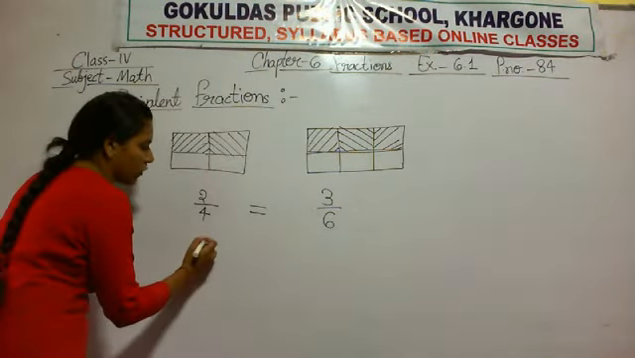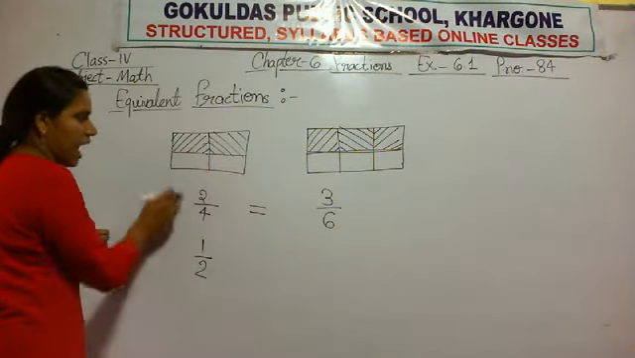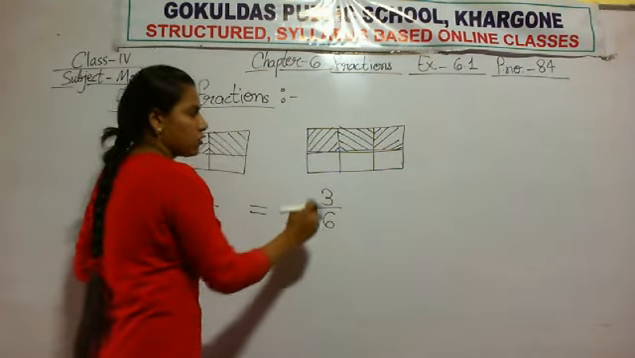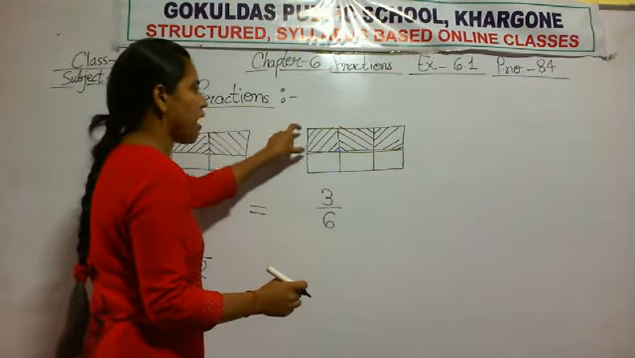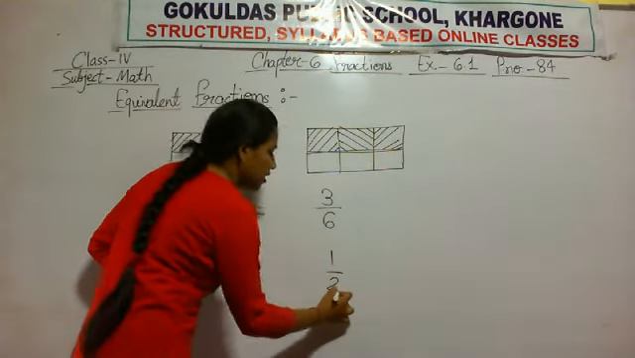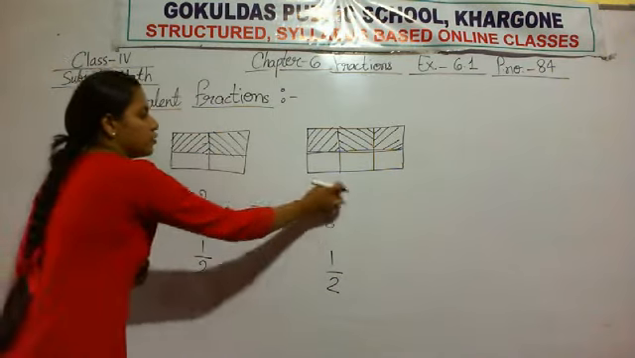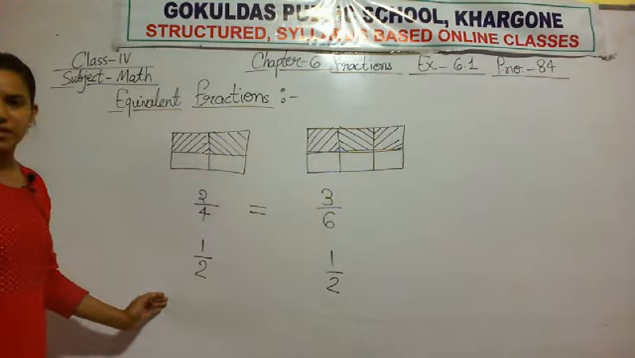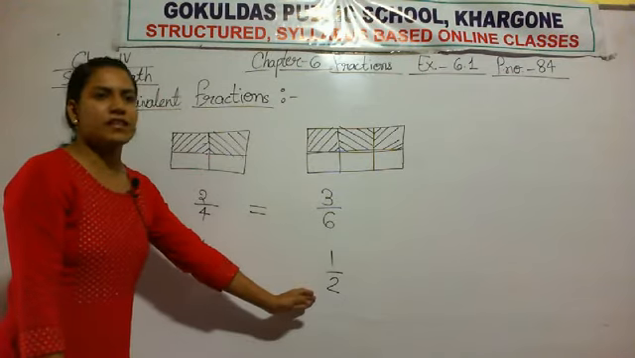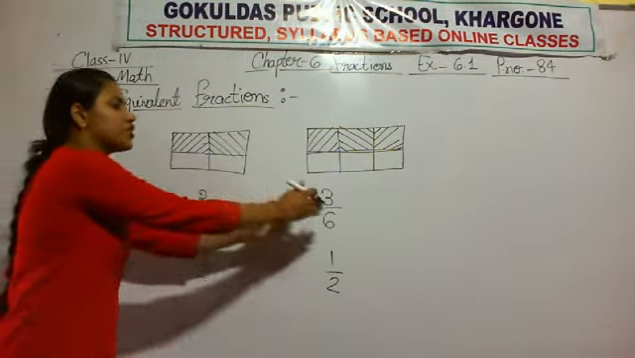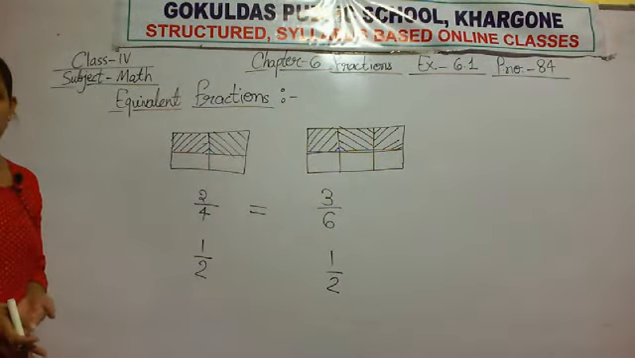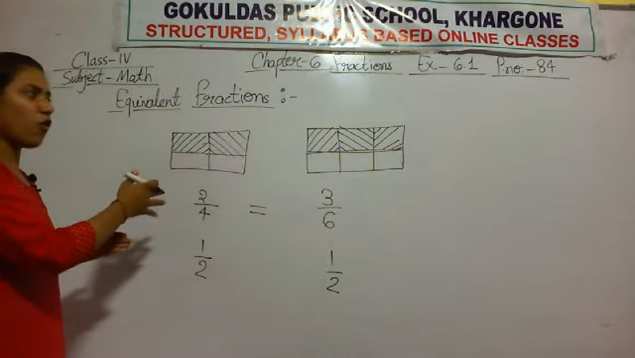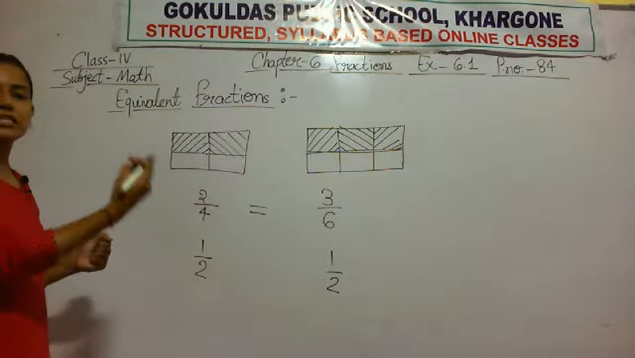Why? Because both are showing that out of 2 parts, one part is shaded. When we simplify to the lowest form, our answer is 1 by 2. Here also our answer is 1 by 2. Both the fractions represent the same value. Either their numerators are different or denominators are different, but overall they are showing the same value.